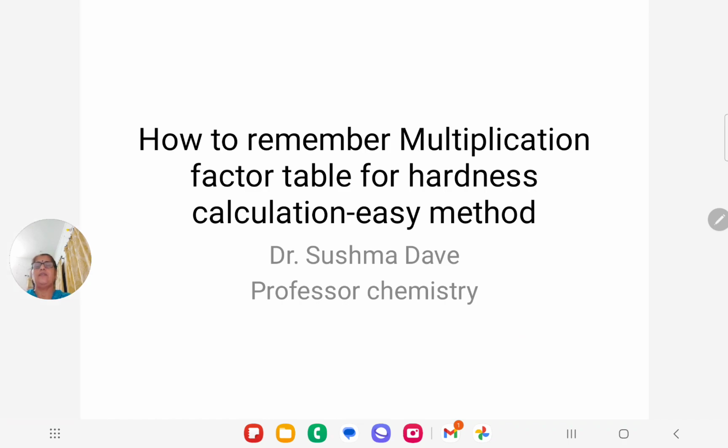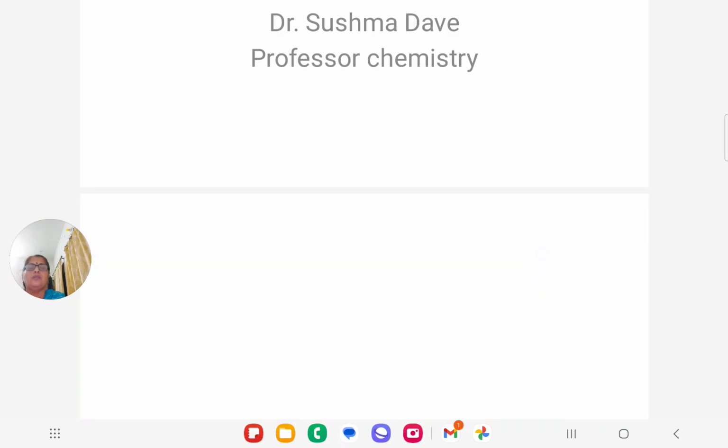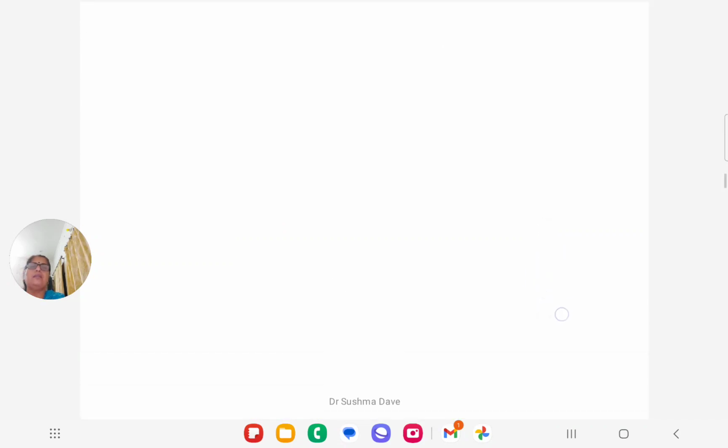Students, we will learn today how to remember the multiplication factor table for hardness calculation. It's a very easy method. This is the most difficult part to remember because this table is used very extensively in lime soda calculations and hardness calculation. So what is the concept behind this table?